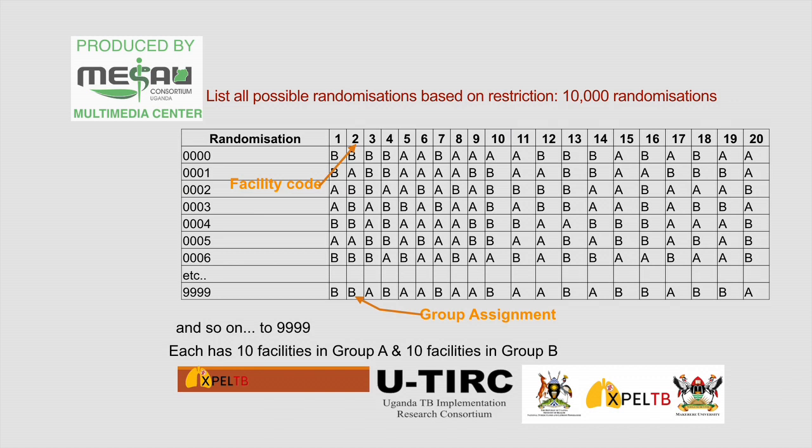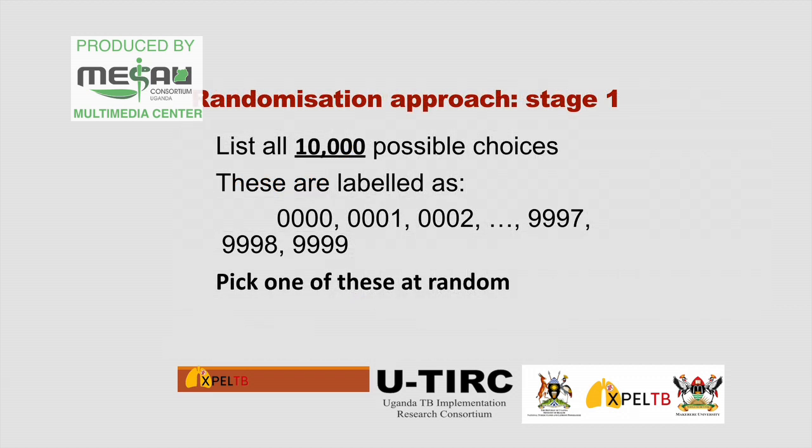Okay. So that's our list of 10,000 possible randomizations. And that's based on this approach of stratification and restriction. Now let me explain how we're actually going to do it. There are going to be two stages to this randomization. The first stage is that from that list of 10,000 possible randomizations, we're going to select one entirely at random. And I'll explain in the next few slides how we're going to do that. So remember that each of these randomizations is listed and has a randomization code from 0000 up to 9999. And we're going to select one of those rows of the Excel spreadsheet entirely at random. Well, how are we going to do that?